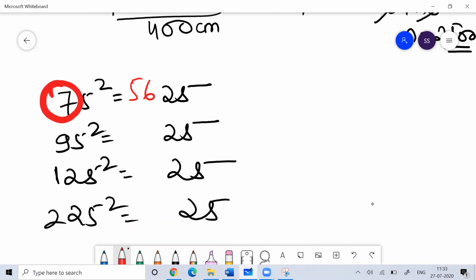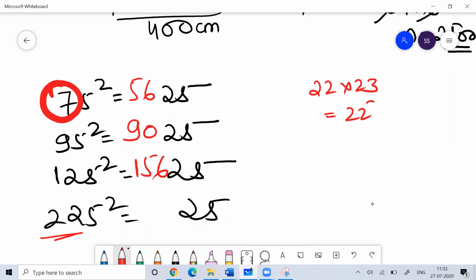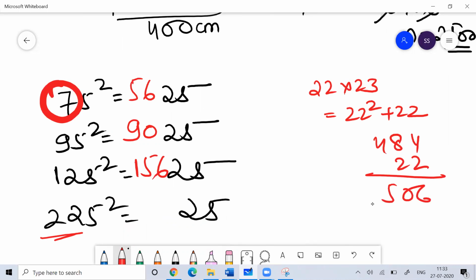What is the next digit of 9? 10. 9 tens are 90. What is the next digit of 12? 13. 12 into 13 is 156. What is the next digit of 22? 23. What is 22 into 23? That is nothing but 22 square plus 22. 22 square is 484 plus 22. So that is 506. So the answer would be 50625.